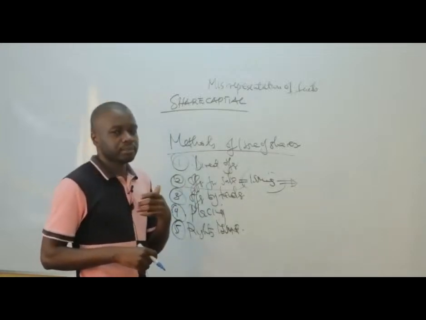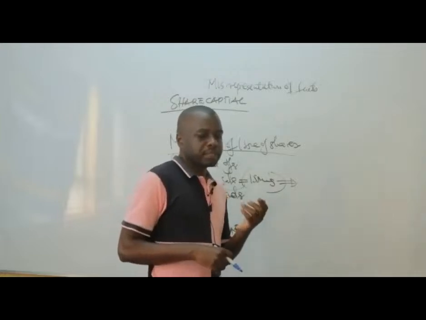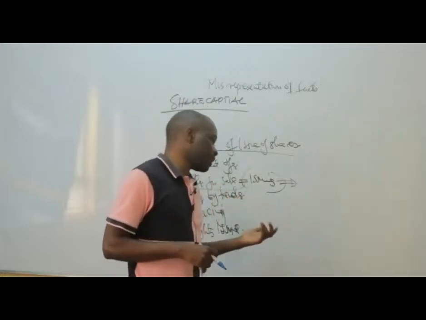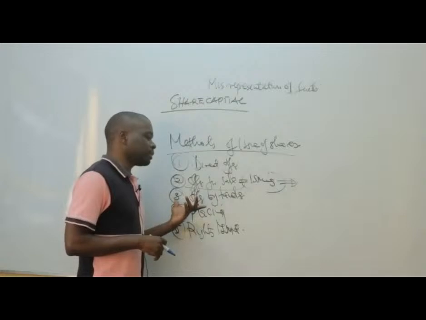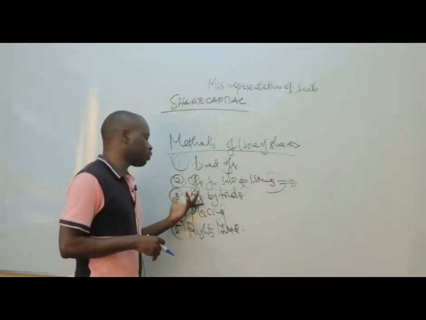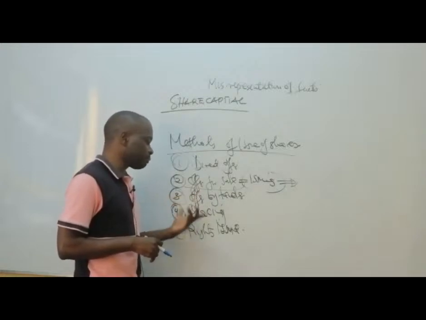Offer by tender. So the company simply invites bids, and those who quote the expected price by the company are the ones who will be given the shares, or allotted the shares, by the company.